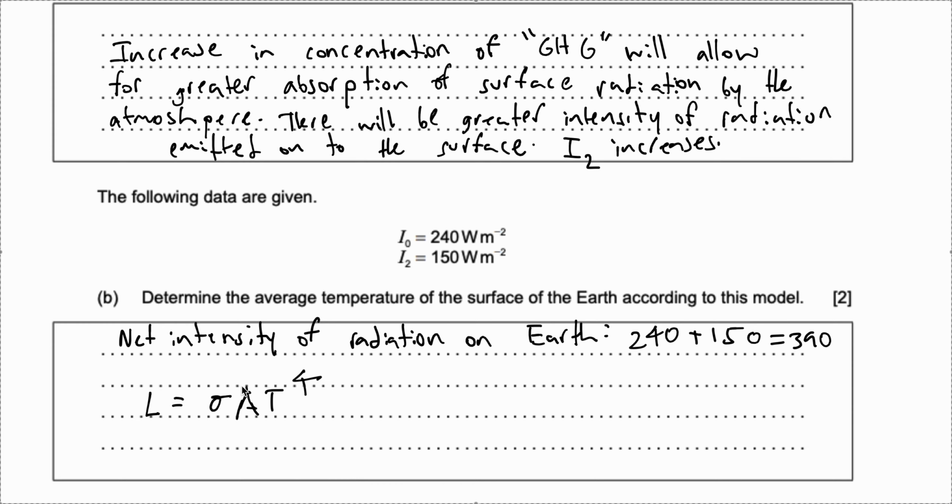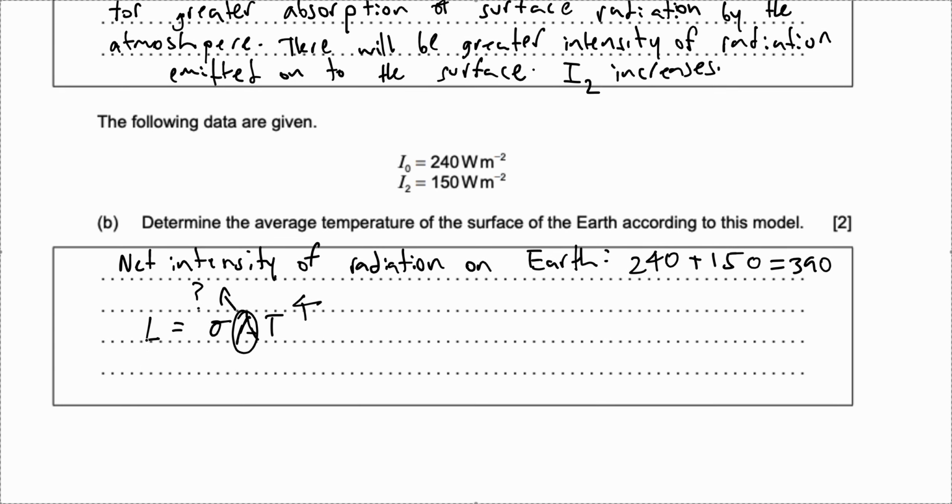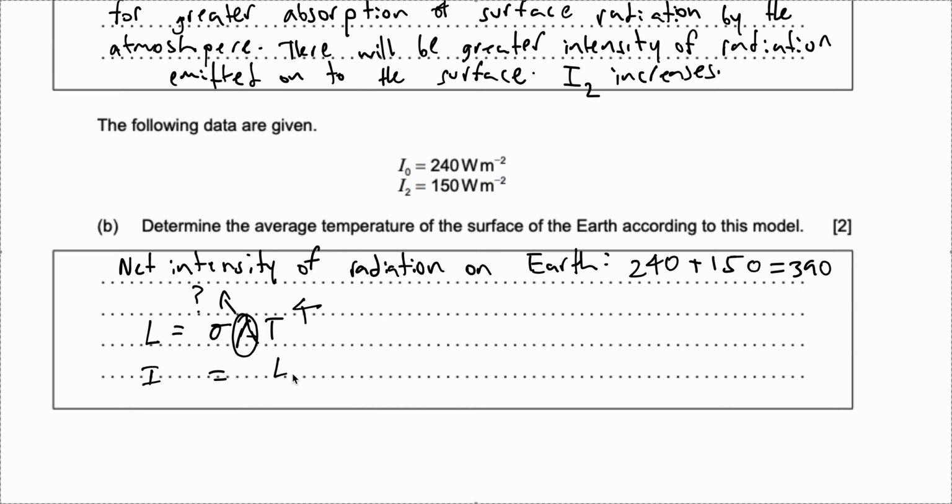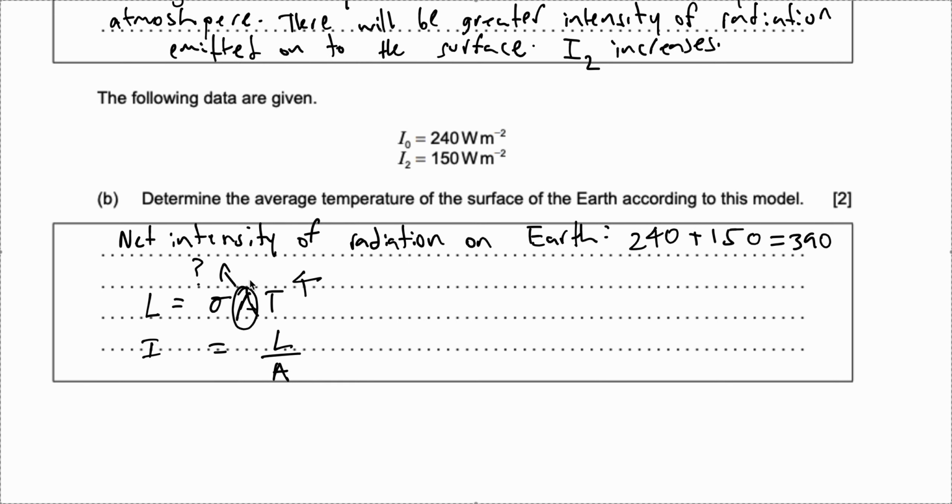Okay, now you might be asking, we don't have A. Well, it's not necessary. Why is it not necessary? Because intensity I is nothing but L over A. L is nothing but power. L over A is intensity. So we can basically just replace this expression right here by saying L over A, intensity I net, is equal to sigma T to the power of 4. And we know that I net is 390. So 390 over sigma, to the fourth root, is equal to the temperature.